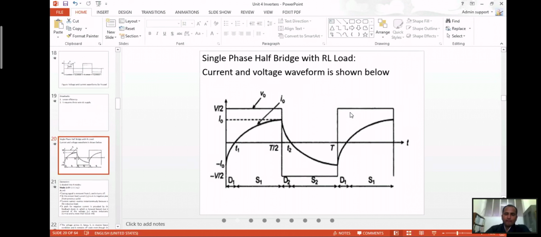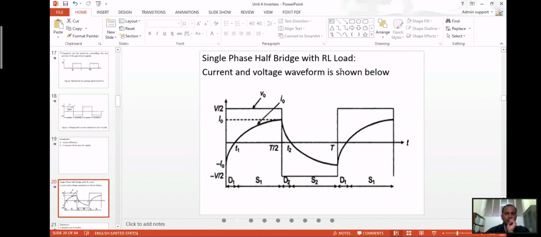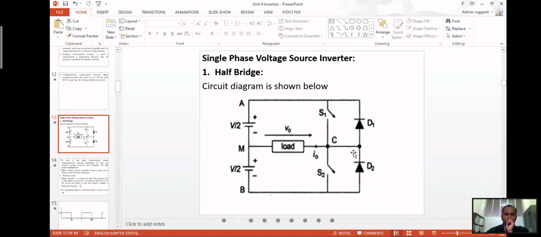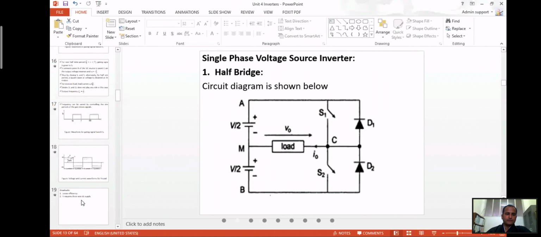This is the case of the current and voltage waveform when the load is RL. Initially, if you remember, the diodes D1 and D2 do not have a function. Now in this case, diodes D1 and D2 have a function when the load is an RL load.